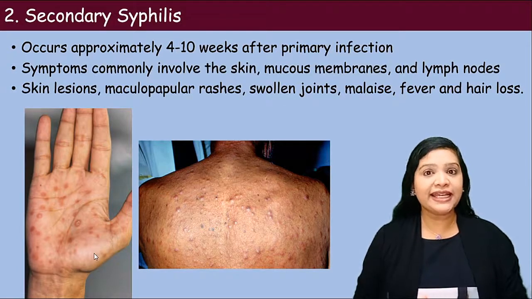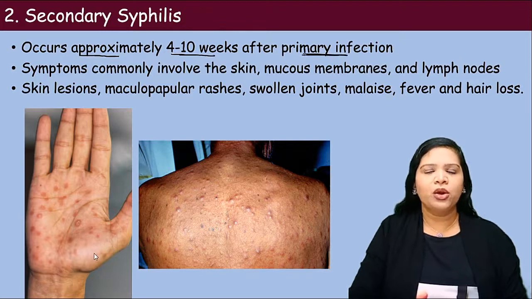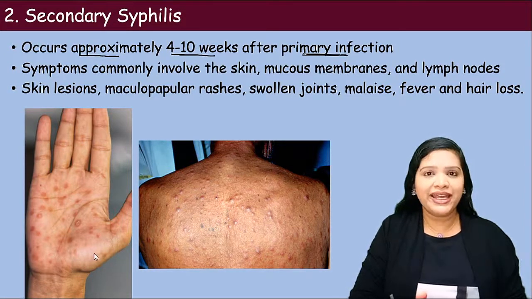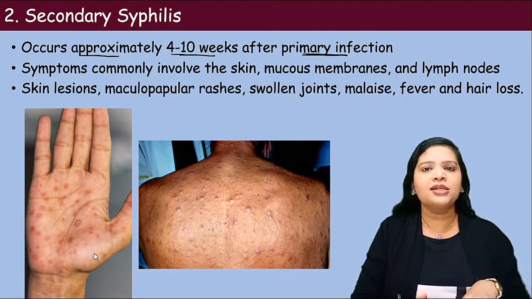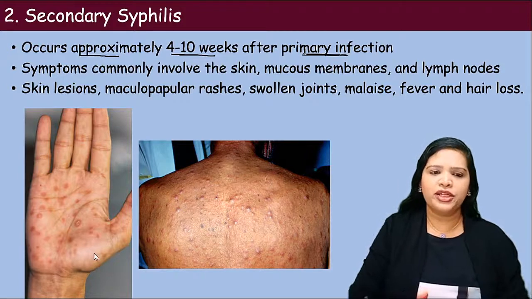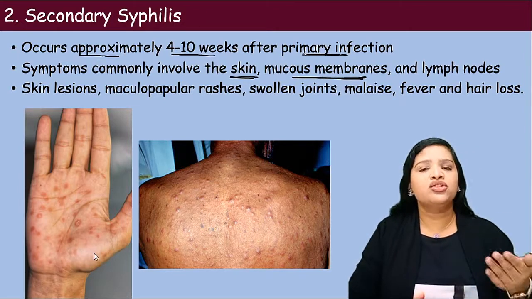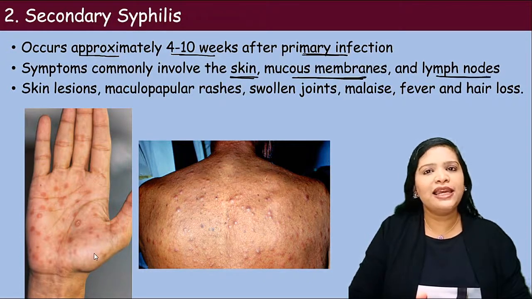What happens in secondary syphilis? Here, secondary syphilis occurs approximately 4 to 10 weeks after the primary infection. Now the bacteria get mixed with the blood. So the symptoms will be in different regions, not only in the genital parts. They will appear in different regions of the body, such as on the skin, in the mucous membranes, all the mucous membranes, respiratory membranes, genital membranes, urinary tract membranes, and in the lymph nodes also.